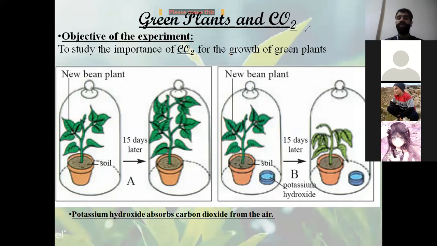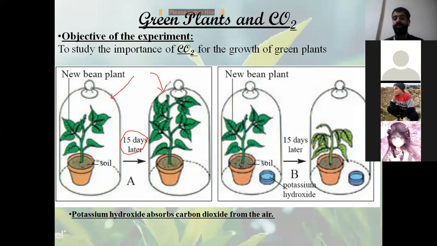So now let's move to this experiment. In this experiment, we have two new bean plants. They are similar, they are identical. They are placed in a glass jar and also they are exposed to sunlight, they are watered, they have all the normal conditions in plant A. After 15 days, the plant grows tall, it grows green, and it has normal growth.